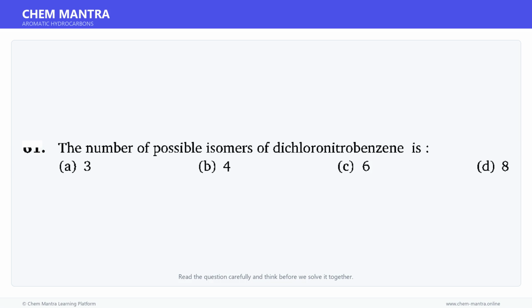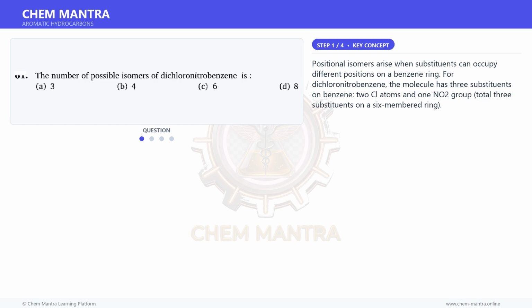Here is a question. Read it carefully and think about the answer. Let us solve it step by step. Let us first understand the key concept here. Positional isomers arise when substituents can occupy different positions on a benzene ring.